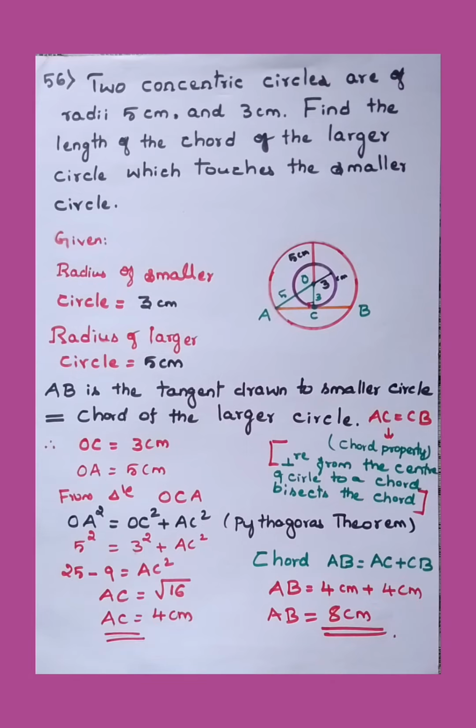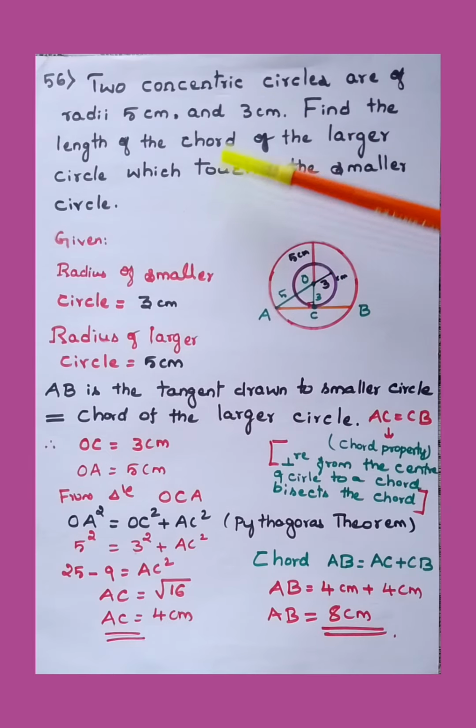Shall we move to the next question. Two concentric circles are of radii 5 cm and 3 cm. Find the length of the chord of the larger circle which touches the smaller circle. So this is about circles. So given, what are the given values here?